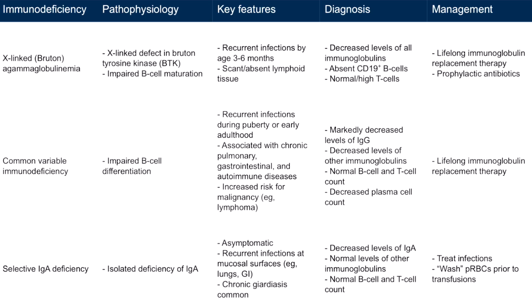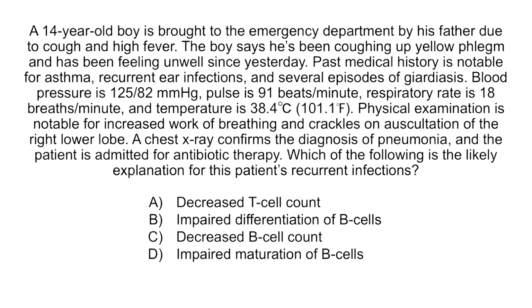Here's a table summarizing the most salient and high-yield concepts discussed in this lecture. You may find it useful to return to this table when reviewing the congenital B-cell immunodeficiencies before your exams. Let's conclude this lecture with a multiple-choice question.